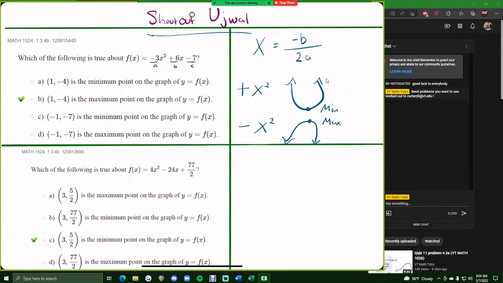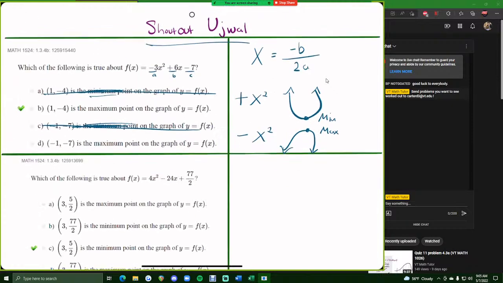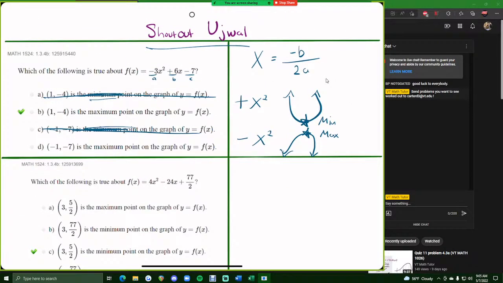That helps us for this one, since we have negative 3x squared, we're dealing with an opening down parabola, which leads to a max. So it would not be any of these minimum options. Then to find the x value where the vertex occurs, or where the min or max occurs, we do this. x equals negative b over 2a. The a, b, and c come from these values here. So negative 3, positive 6, and negative 7, respectively.